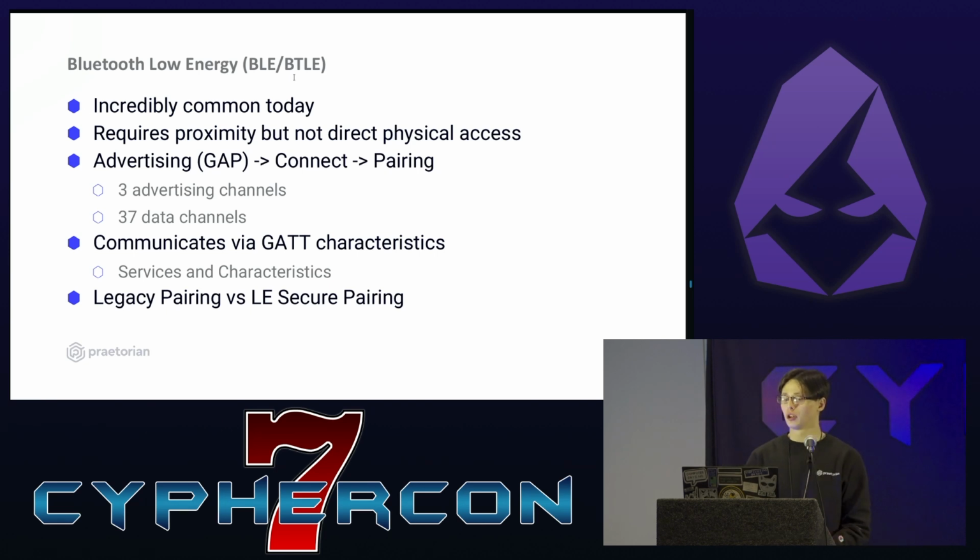Essentially, the flow you're looking at goes from advertising. This is, say, when you're trying to pair a new set of wireless earbuds, and you go to your Bluetooth and you start looking for it in the menu. That's all the devices that are in the area advertising. Then you can go through the connection and pairing process. And this is a great place to look for some vulnerabilities, depending on how secure the device needs to be.